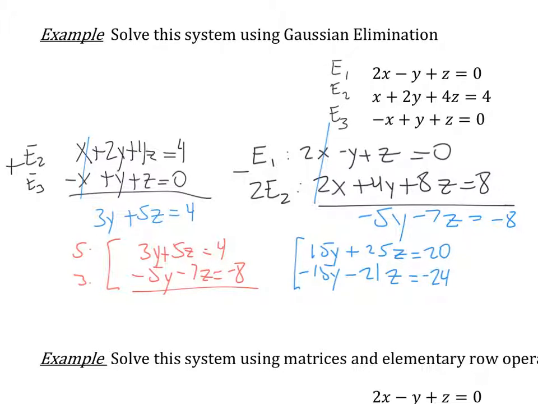All right, now they're ready to add, and the y's go away, and we end up with 4z equals 20 plus negative 24, which is negative 4. Dividing by 4, we get z equals negative 1.